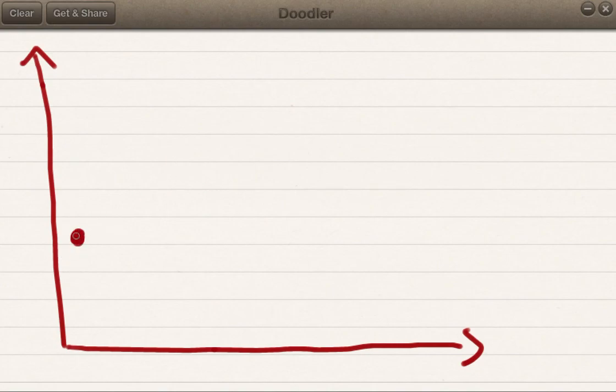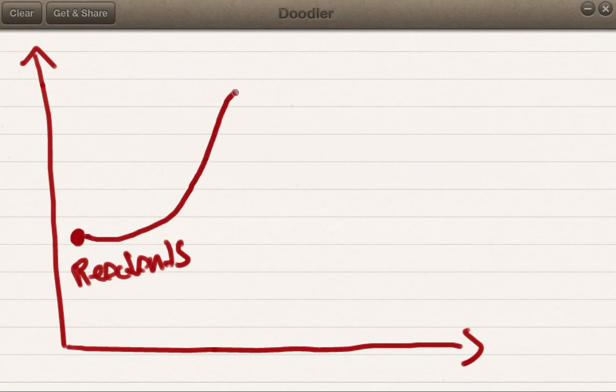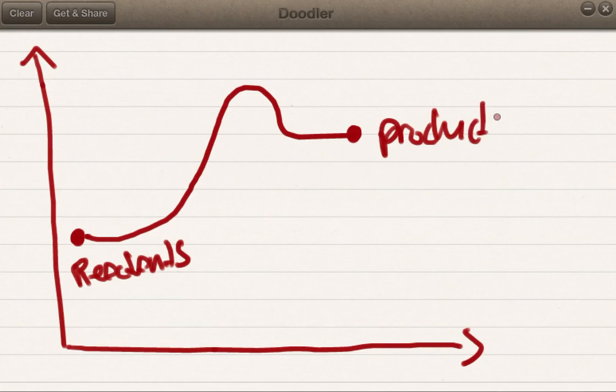And that chemical reaction might look something like this, where I have my reactants down here, and then I have something that looks like this, and I have my products right here, okay? So this is very different from the first chemical reaction that we saw.